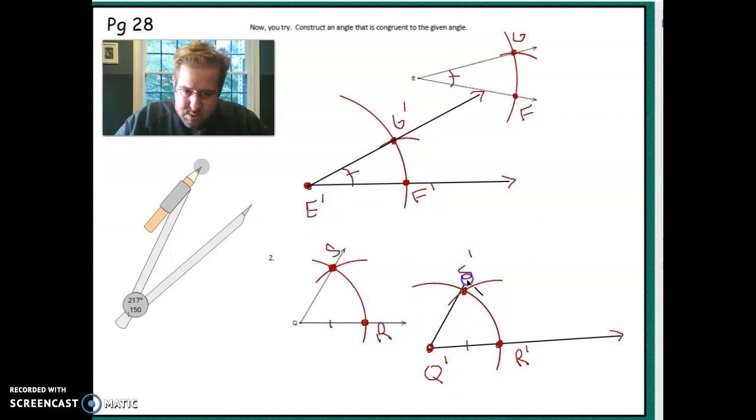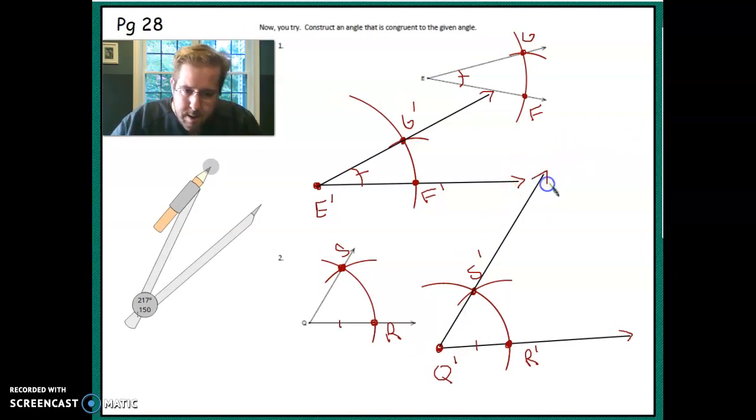And then I'm pretty much done. All I have to do is use my straight edge, or my ruler, whatever you want to call it, to connect my vertex to my S prime, making an exact copy of angle Q. And there we go. I put 2 marks because we have one paper, and I don't want to have 2 angles on the same paper that aren't the same angle with the same amount of marks. And that's pretty much it.